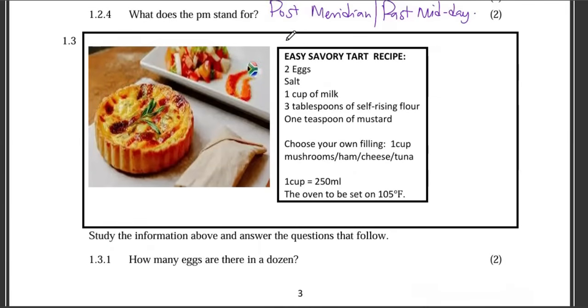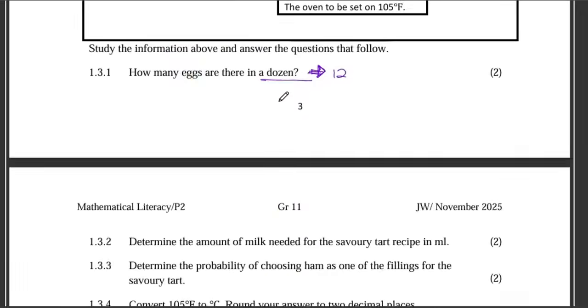Read the information above and answer the questions that follow. How many eggs are in a dozen? The moment you hear the word dozen, please never look behind. In a dozen, we have 12 items. A dozen is made of 12 items. So how many eggs are in a dozen? There are 12 eggs. Okay.